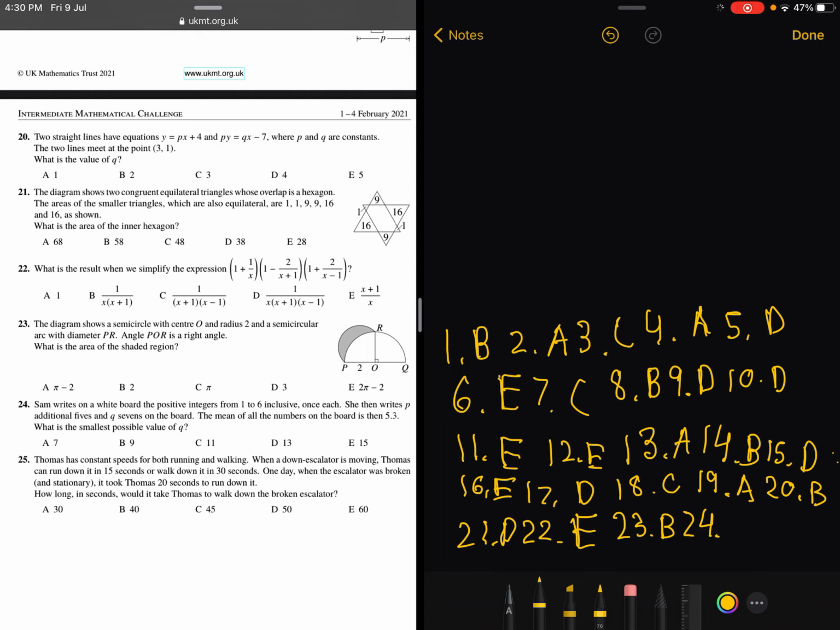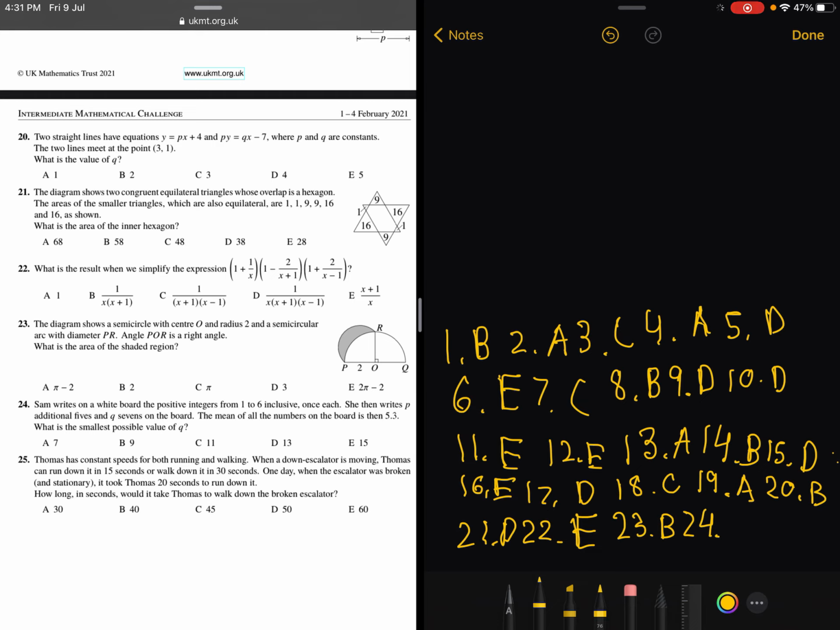So now we move on to question number 24. Sam writes on a whiteboard the numbers 1 to 6, and he writes P additional 5s and Q additional 7s. The mean of all the numbers is 5.3. What is the smallest possible value of Q?